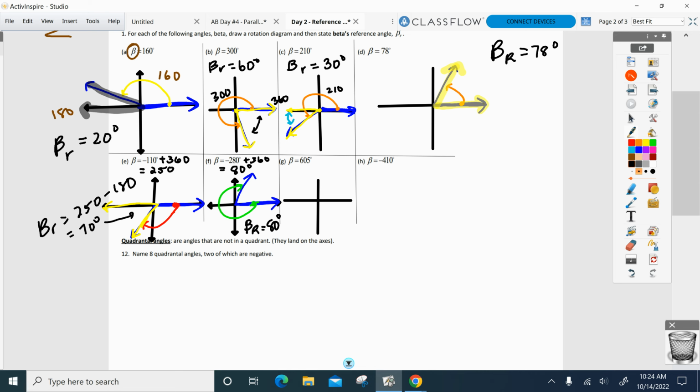Anything? 605. Too big for me. Make it smaller. How, Jared? How did we make it smaller yesterday? One more time. Subtract 360. Go ahead. What do you got? 245. I can deal with 245. I'm not going to deal with 605, but I'll deal with 245. Absolutely.